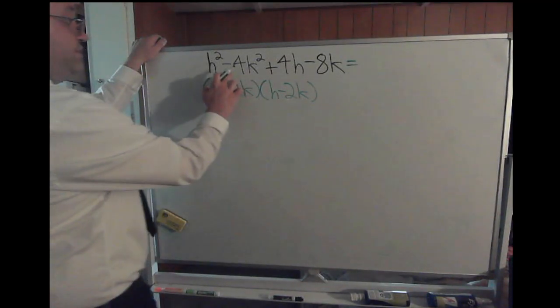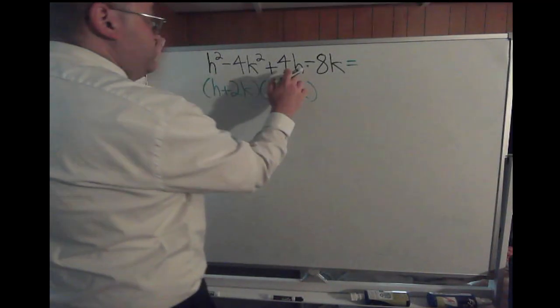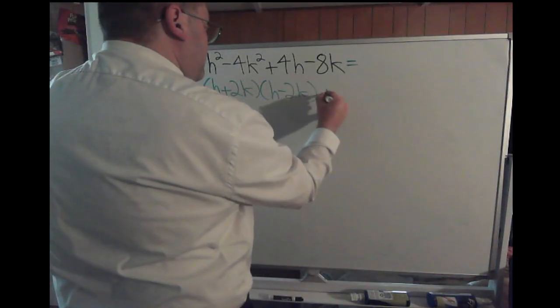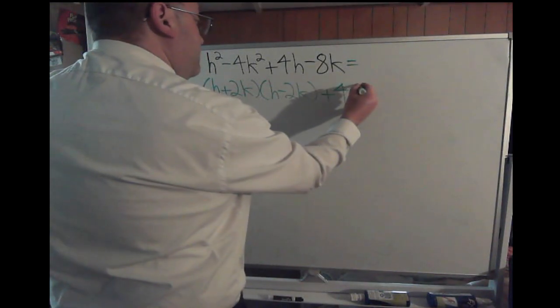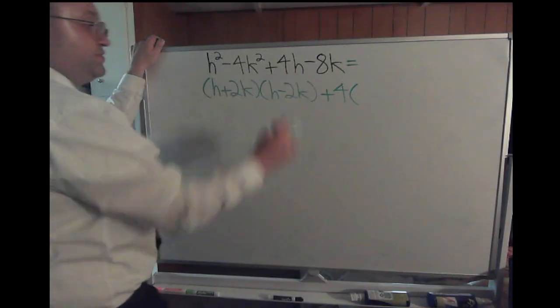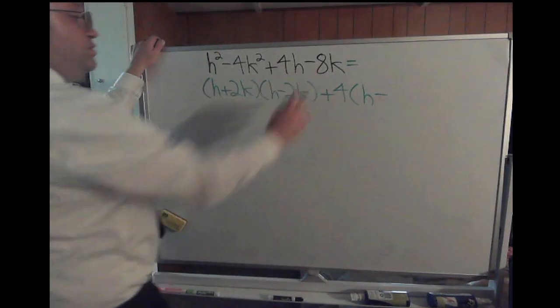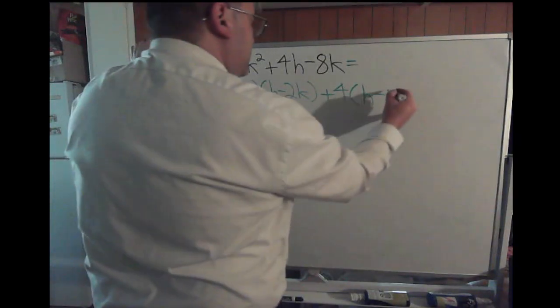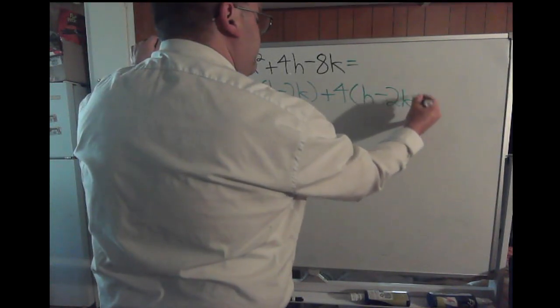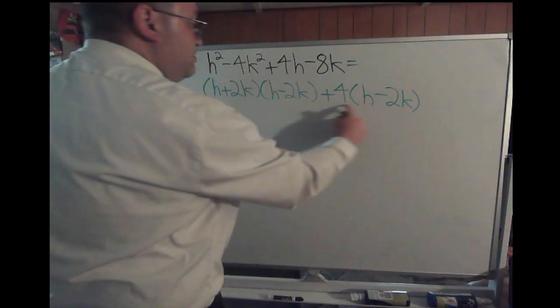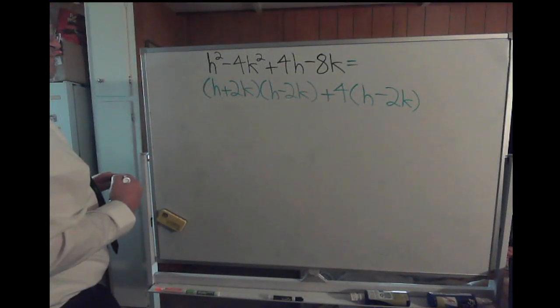Now, we factored the first two terms. Between 4h and 8k, we have a positive 4 we can factor out. So we have 4 times what equals 4h? Well, that'd just be h. 4 times what equals 8k? Well, that'd be 2k. Well, what do you know? We have two terms now with a common factor of h minus 2k.